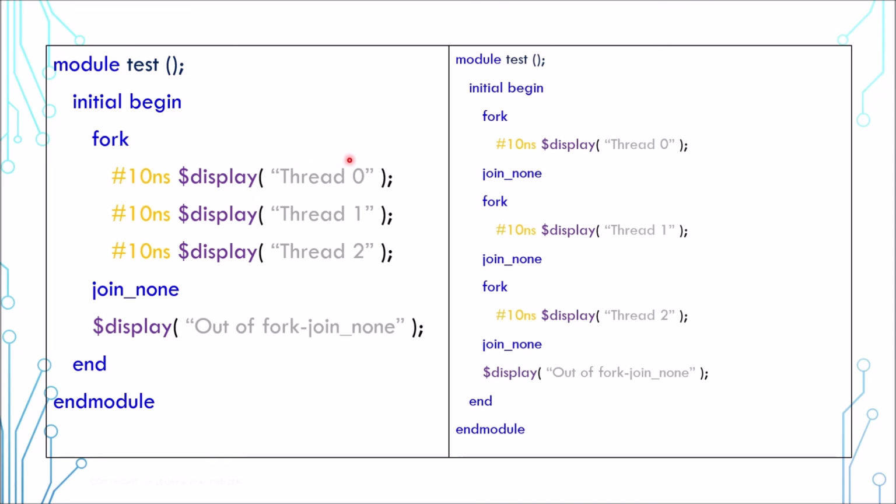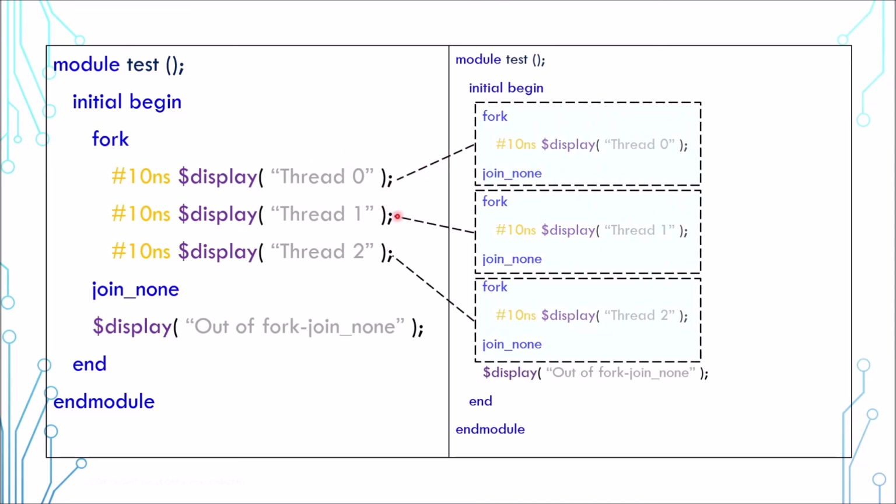This is a simple fork join none construct. It has 3 threads. Compared to the others, fork join none is the only construct that can be written in this manner, where every thread has its own fork join none. It may seem redundant and repetitive, but it can be further refactored.